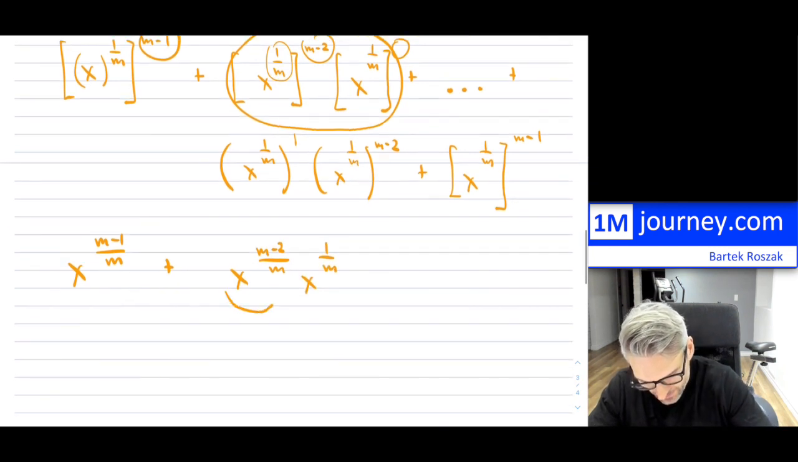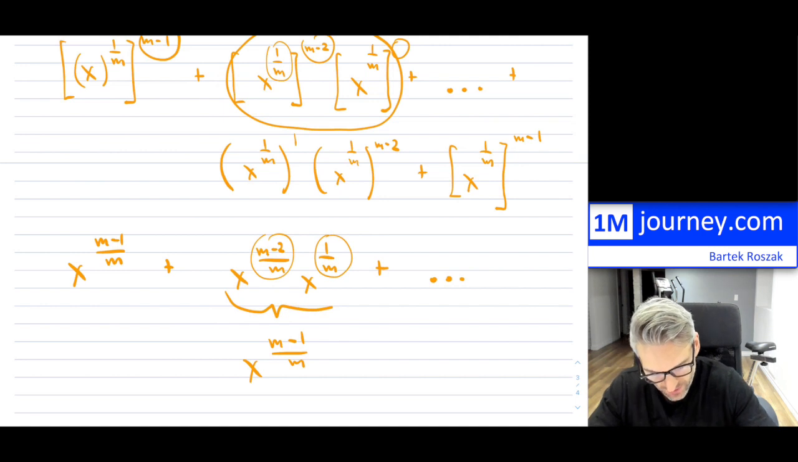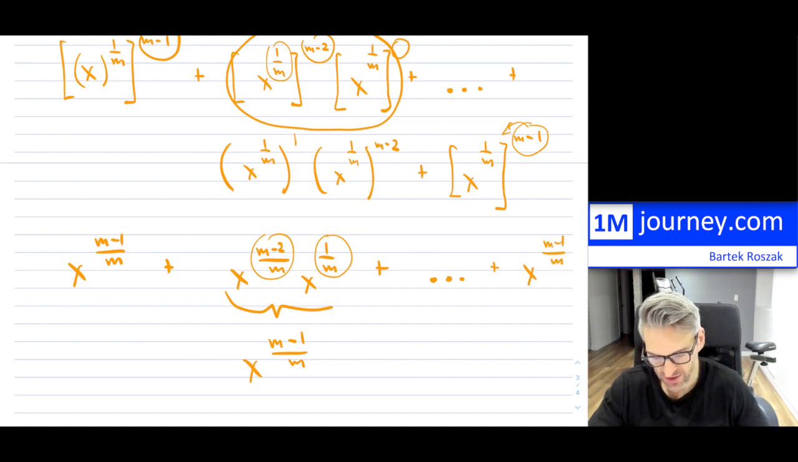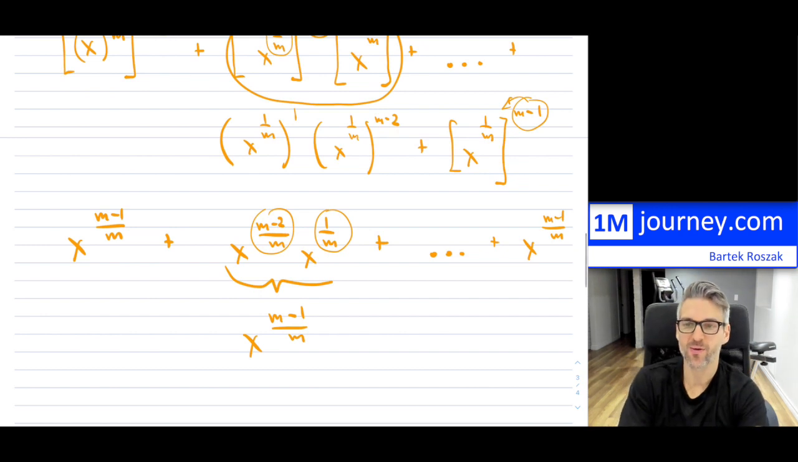These two are added, so this is just x, and again I get m minus 1 over m, plus dot, dot, dot. So all of these are the same. If I bring this in, this is going to be x to the m minus 1 over m. What do you notice? They're all the same, so I can just add them all together.